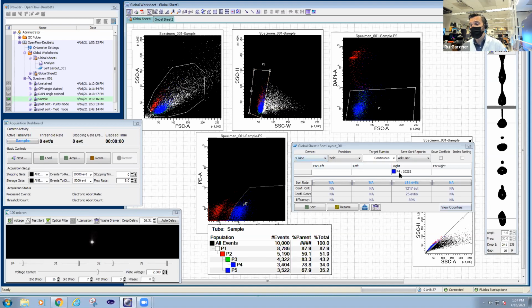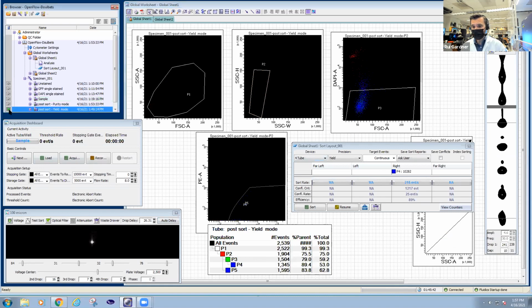And as you saw, we sorted much faster in yield mode. So for instance, if 90% purity was fine for you, then you could sort in yield mode, right? But the only caution here that I should mention is, if you're sorting in yield mode, the reason why we didn't see a huge difference between yield and purity is because the sample is very diluted.